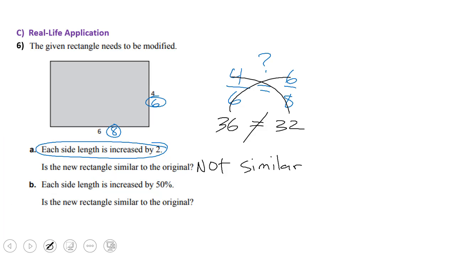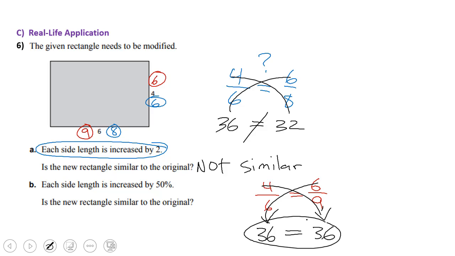The next one says each side length is increased by 50%. Is the new rectangle similar to the original? So 50% of 4 is 2. So 4 plus 2 once again is 6. 50% of 6 is 3. 6 plus 3, my new side length would be 9. So now I'm going to come over here and make my proportion. I'm going to go my original figure, 4 to 6 again, and the new one is 6 to 9. And I find out, are these cross products equal? Well, 6 times 6 once again is 36, and 4 times 9 is 36. Yes, that is true. So this answer is yes, similar.